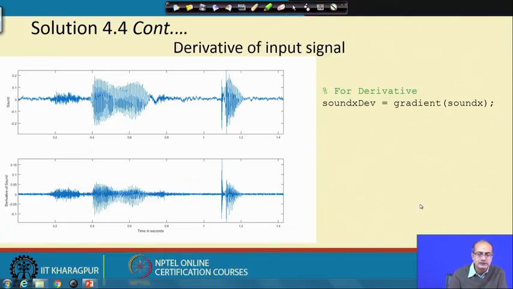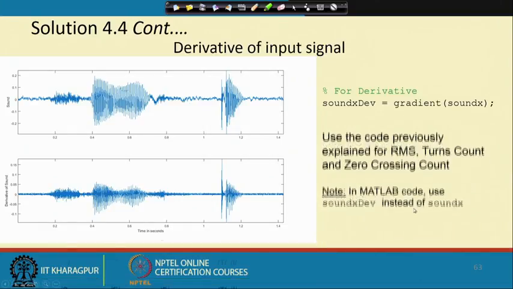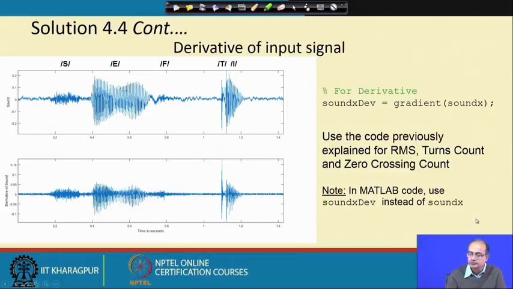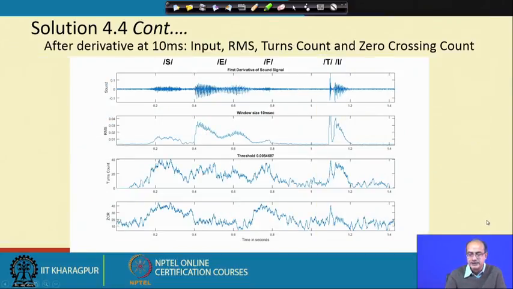Initially this signal was more or less going through 0, so not much change in the DC value. After getting that derivative signal, we will apply all these techniques on the derivative signal and appreciate what changes we are getting.